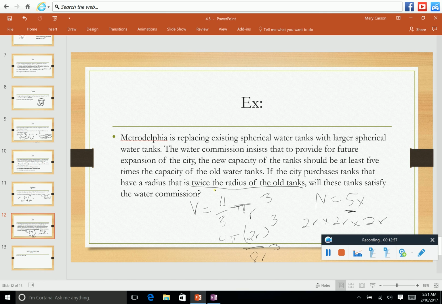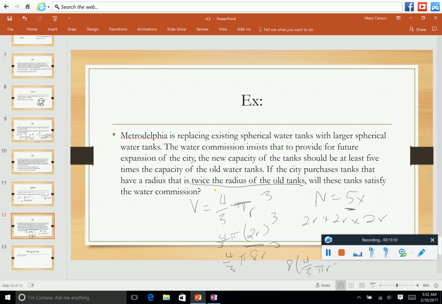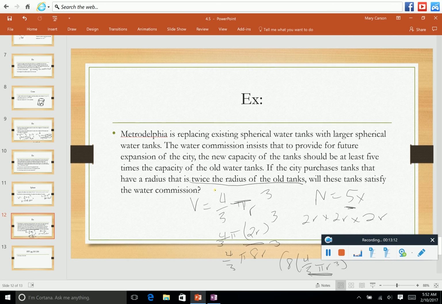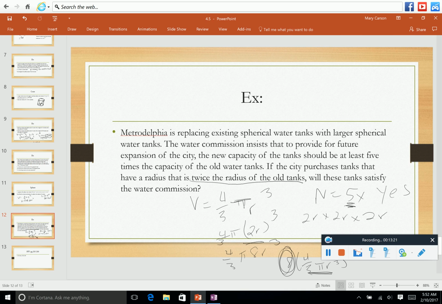And then if we're going to multiply this by 4/3, this would be 8 times 4/3 pi r cubed, which is the original formula, right? So this is 8 times as much. So will this satisfy the Water Commission? Yes, because it will end up being 8 times as much rather than 5. And as long as it's at least 5, that's all that matters.